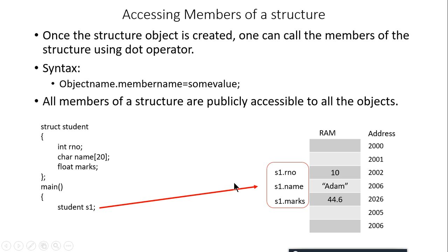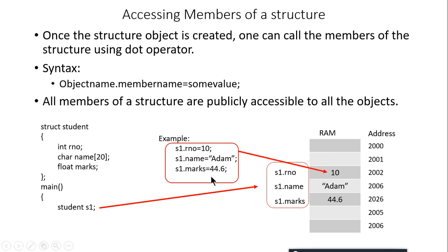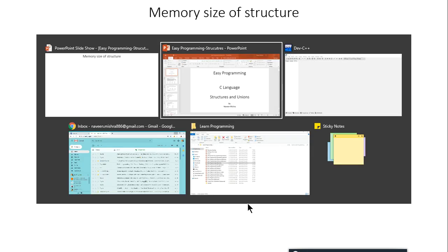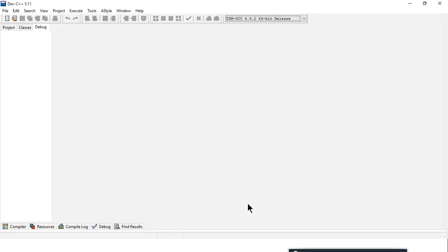Okay. So to access these values, or to put values inside your structure members, you can use s1 dot and then followed by the attribute name. This is how you can create a structure and use it. Now let's first try to write the program and then we'll study it.